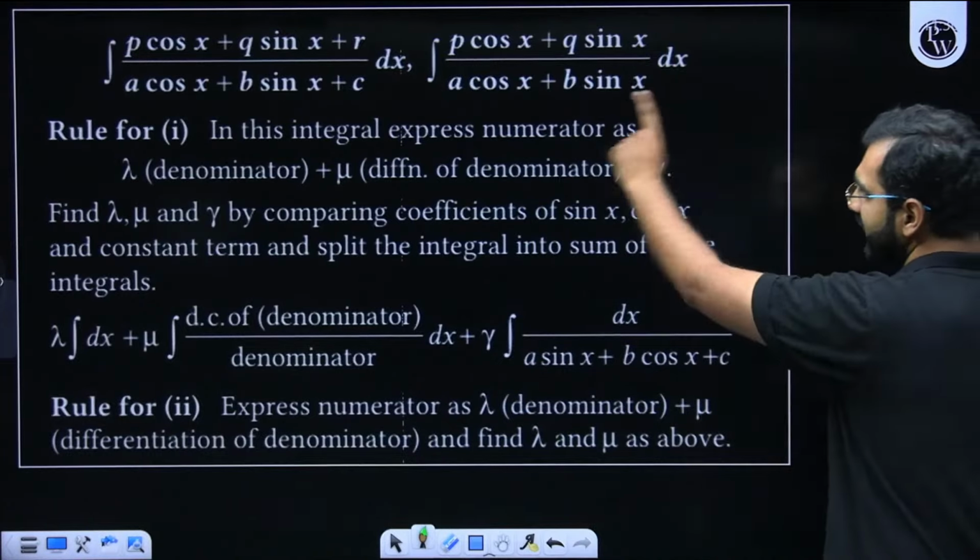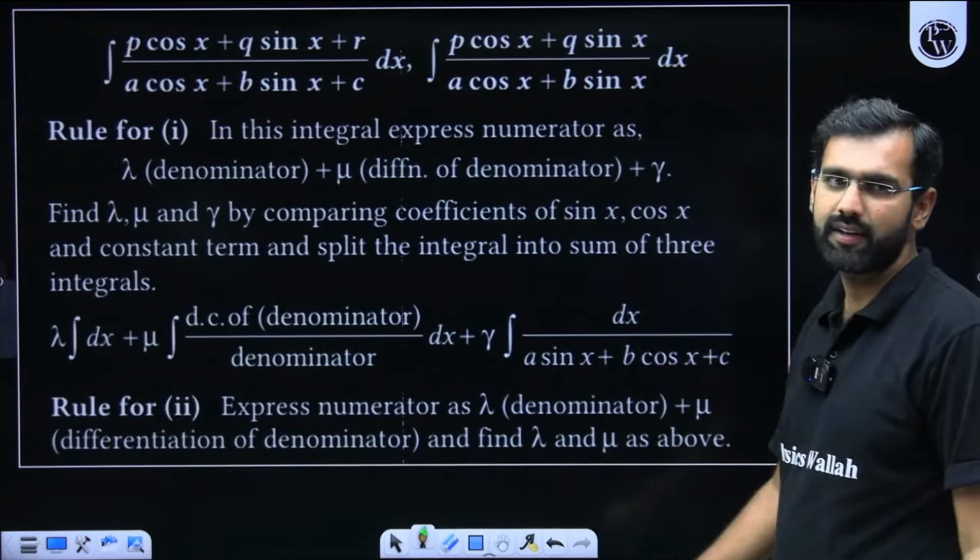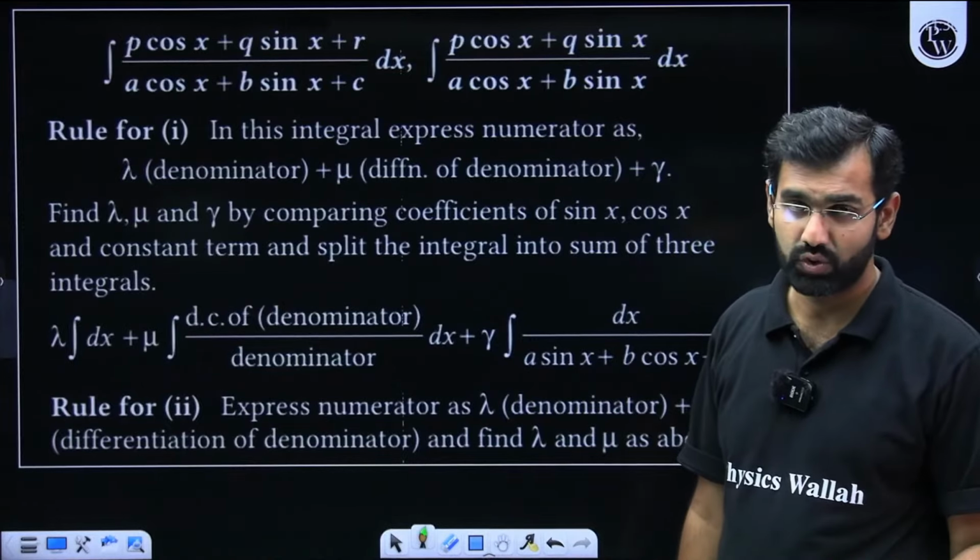Everybody with me on this? This category of questions JEE has been asking. We have done a question in the last marathon as well, last day as well.